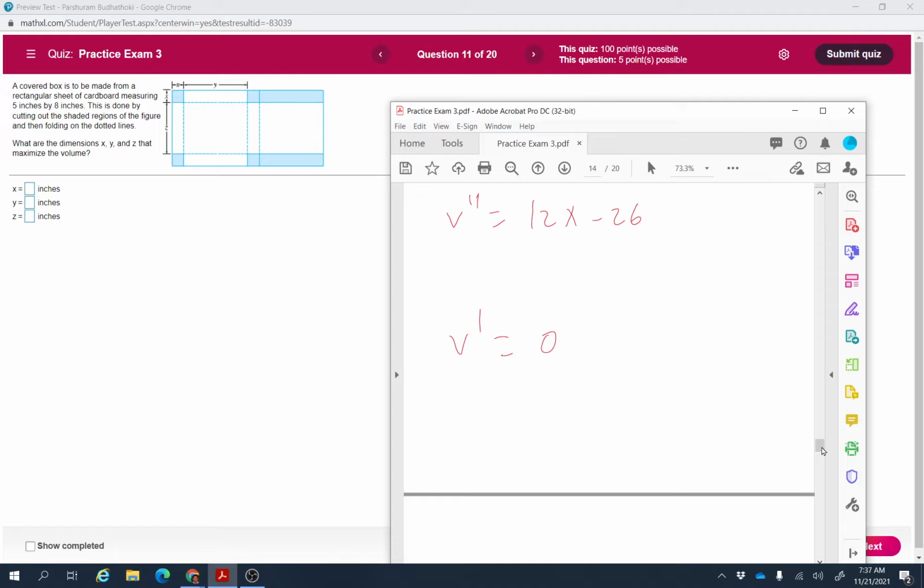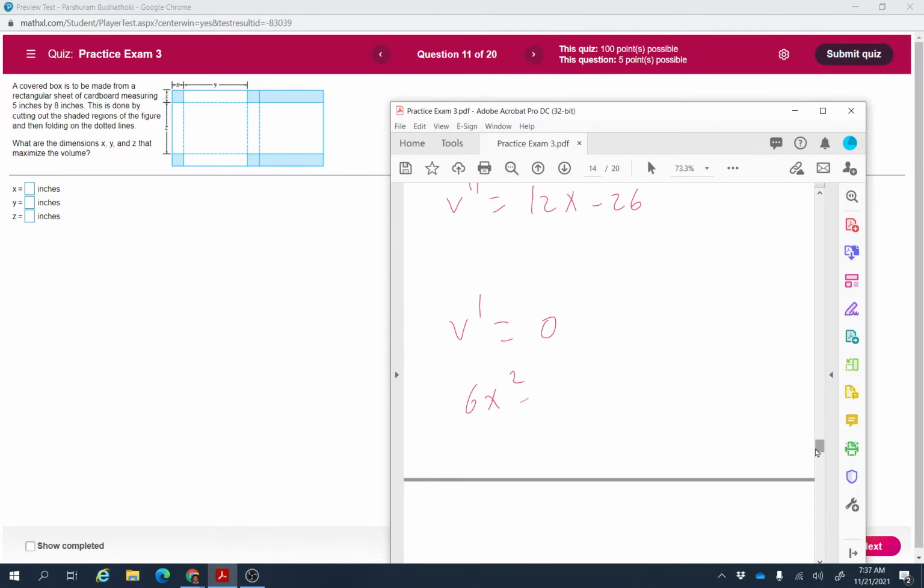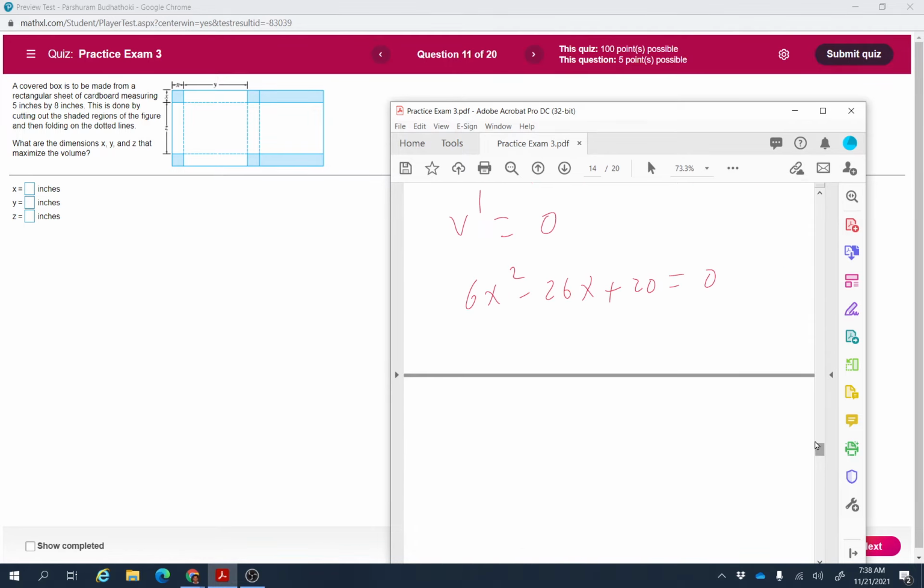If you do that, we have 6x squared minus 26x plus 20 equals 0, right? So now if you try to solve this one, you are going to get two different solutions. One is 1, another one is 10 over 3. These are the two solutions. Okay, and now if you check the second derivative at 1, that will be negative, and the second derivative at 10 over 3, that will be positive.